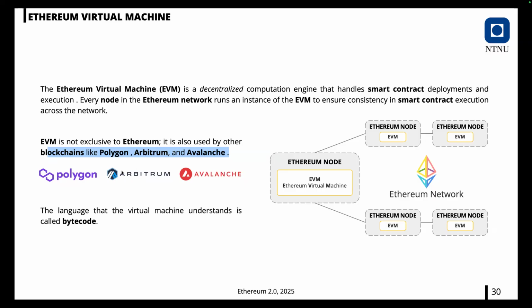So Polygon, Arbitrum, or Avalanche, those are networks. Those are like Ethereum, and they use the EVM, but they are not Ethereum. They are separate networks that operate independently of Ethereum. But the core technology that they use is the same as inside Ethereum, right?